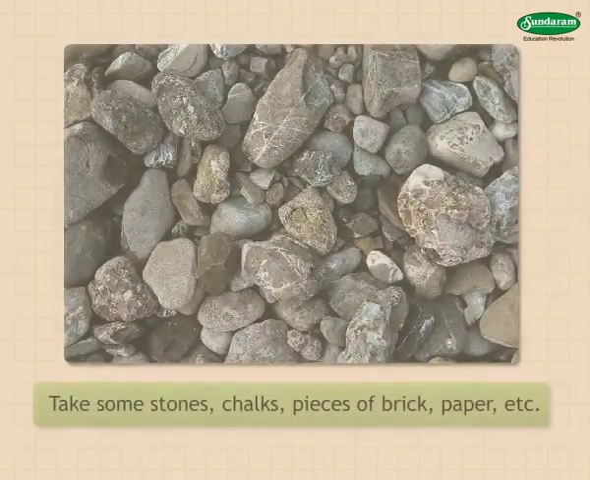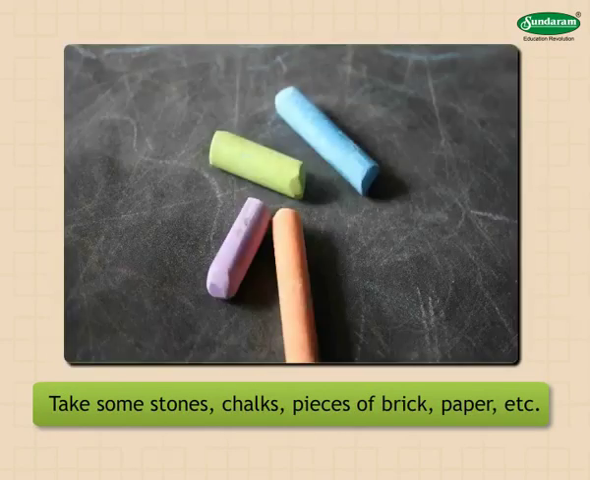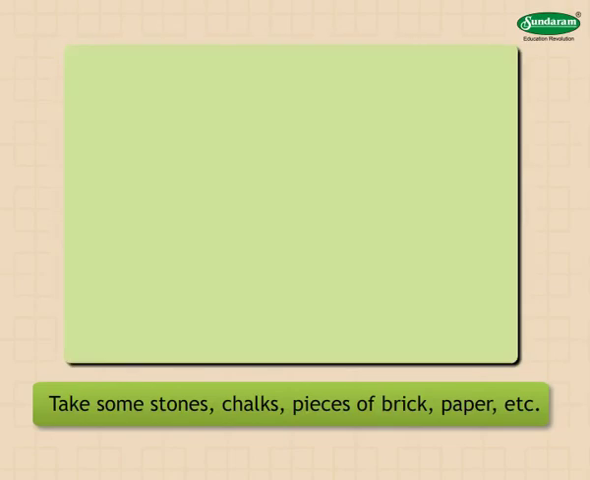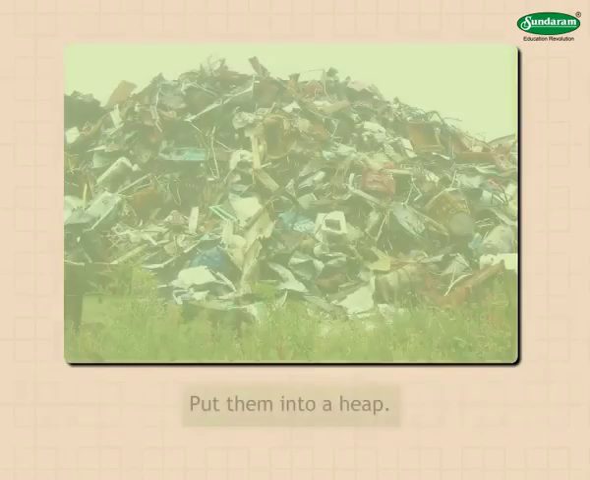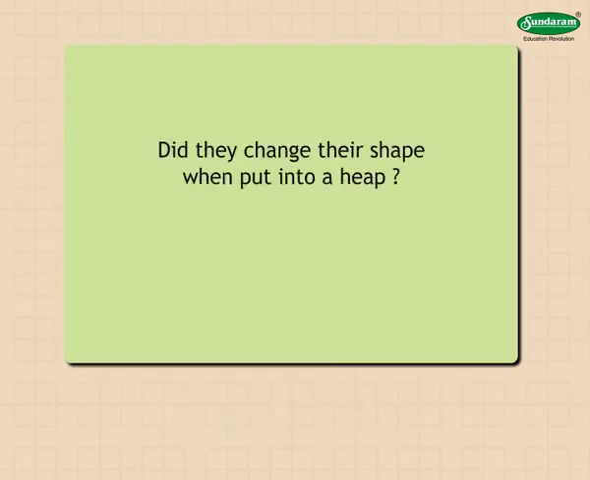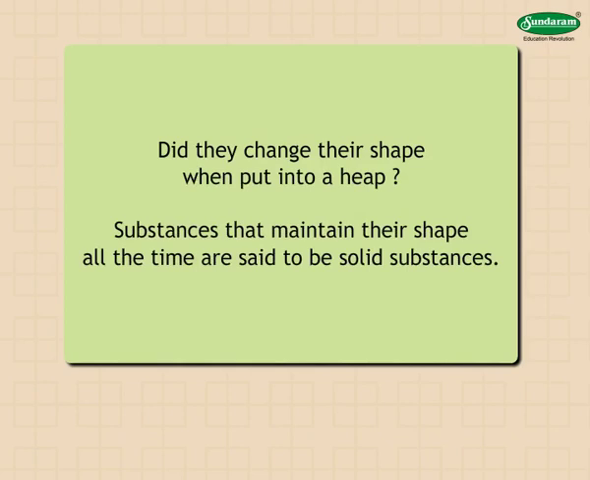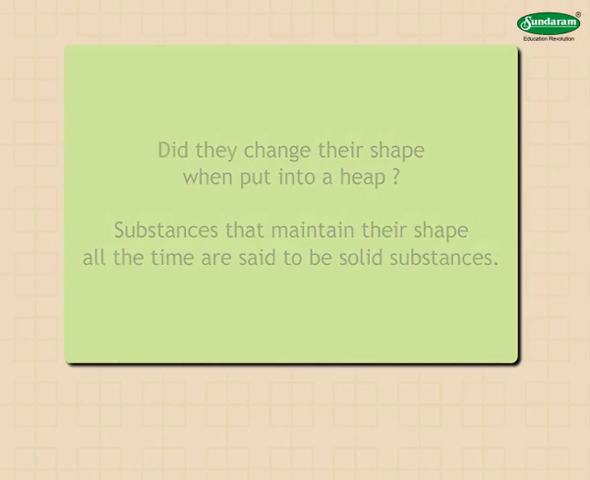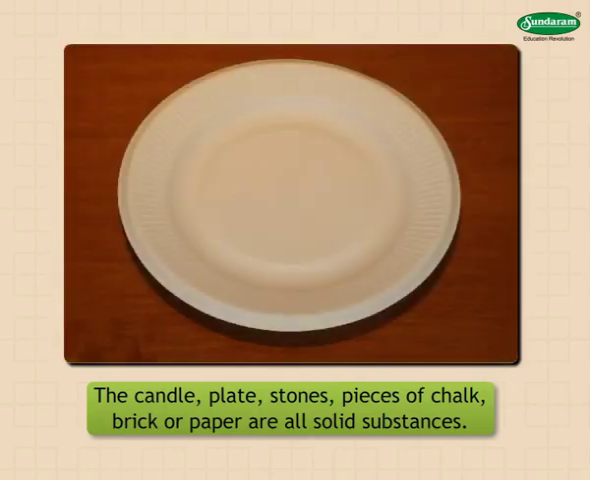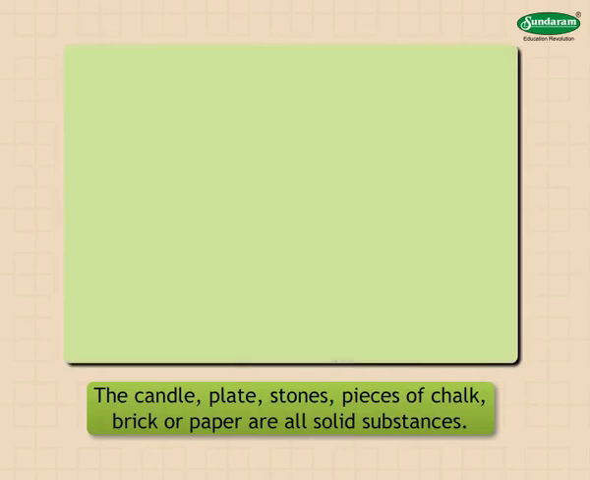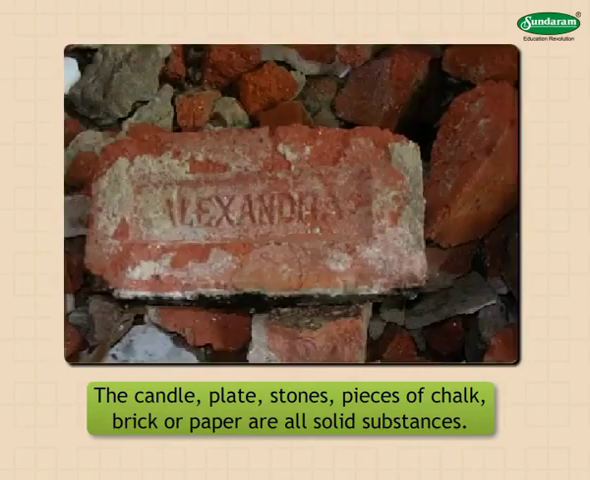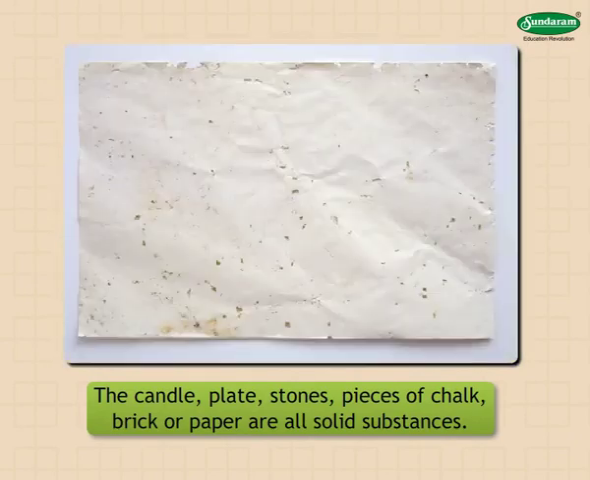Try this. Take some stones, chalks, pieces of brick, paper, etc. Put them into a heap. Did they change their shape when put into a heap? Substances that maintain their shape all the time are said to be solid substances. The candle, plate, stones, pieces of chalk, brick or paper are all solid substances.